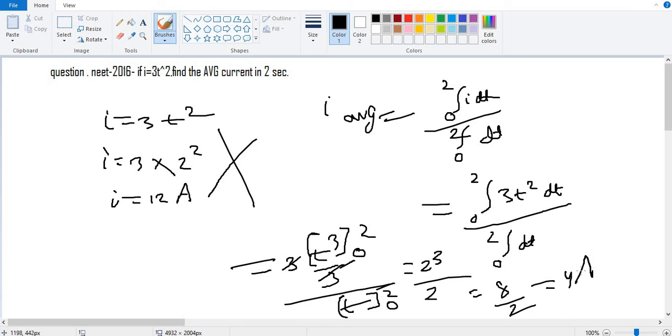So in this way we have to find the average current, not the other way, because the question is asking to find the average current, so we will go through this. So I don't think any doubt is there. So let's look ahead. I will go to the next.